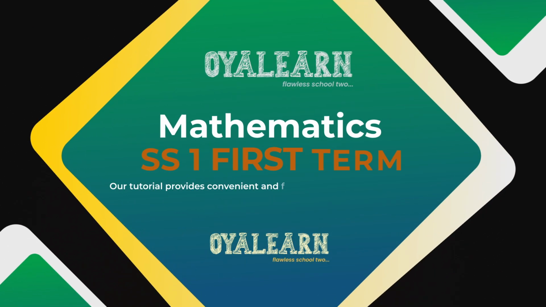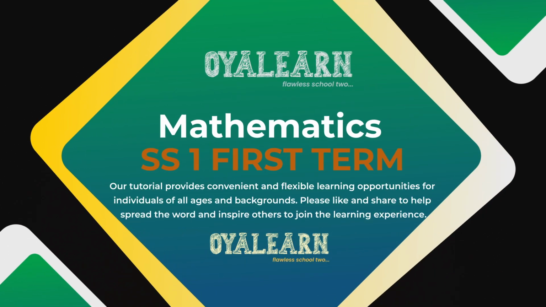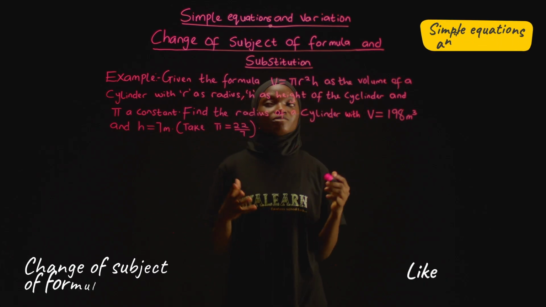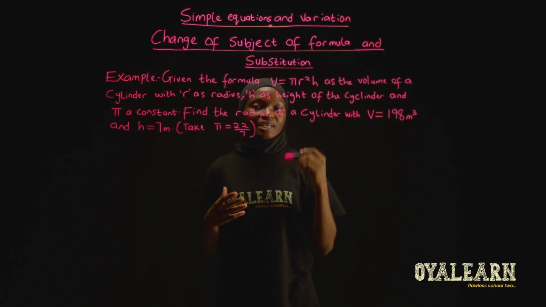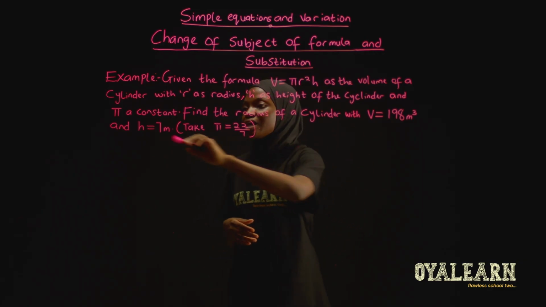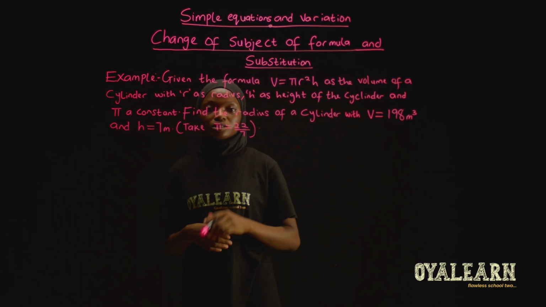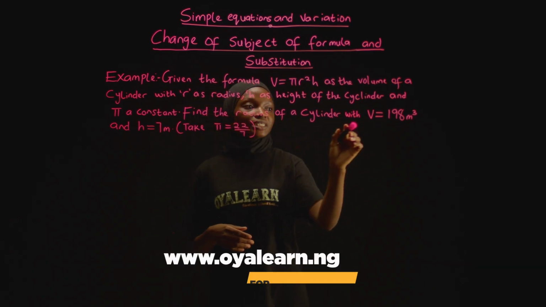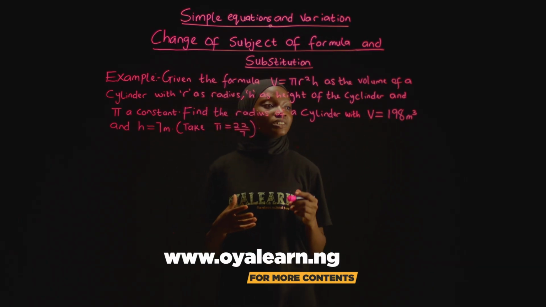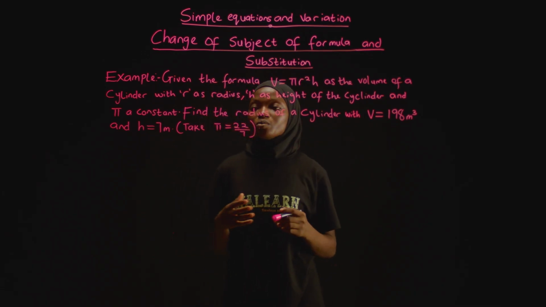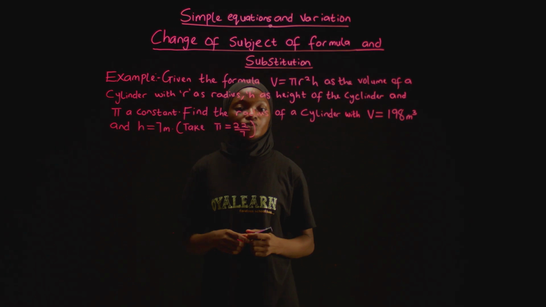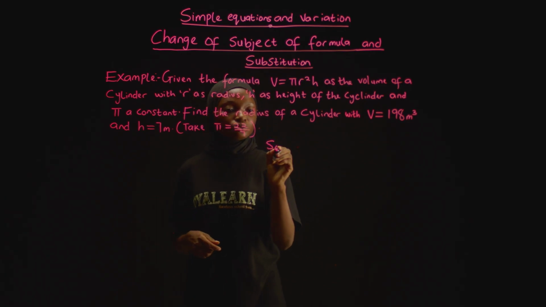Example: given the formula V = πr²h as the volume of a cylinder, with r as the radius and h as the height of the cylinder, and π is a constant. Find the radius of a cylinder with V = 198 m³ and h = 7 m. We're taking π as 22/7. Solution.